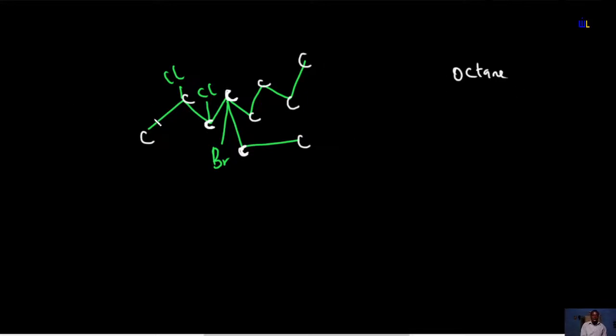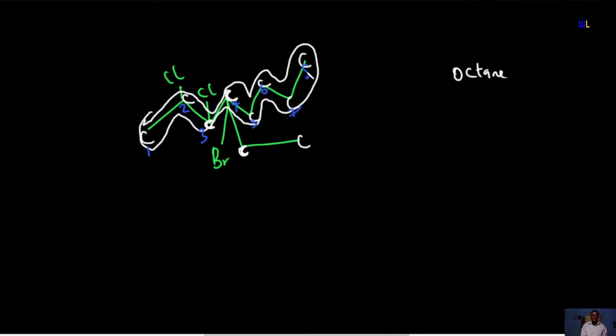Now I would like to circle out this parent chain so that it will not be confusing when we want to see our substituents. Circling it out, we have this. Your substituents are 1, 2, 3, and 4. Now you give it numbers. We'll start numbering from here because it is closer. So 1, 2, 3, 4, 5, 6, 7, 8.